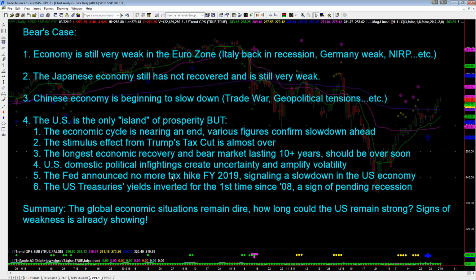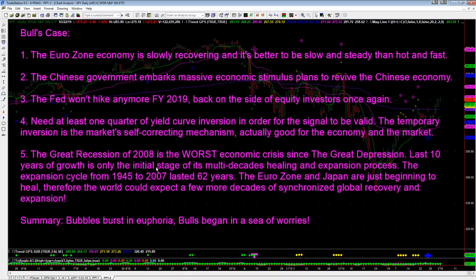Now, as we all know, there's always two sides to a market. For every loan, for every time there's somebody buy, somebody sell. So if there's a bear market, it's got to be a bull market. Okay. Now here's the bull case.